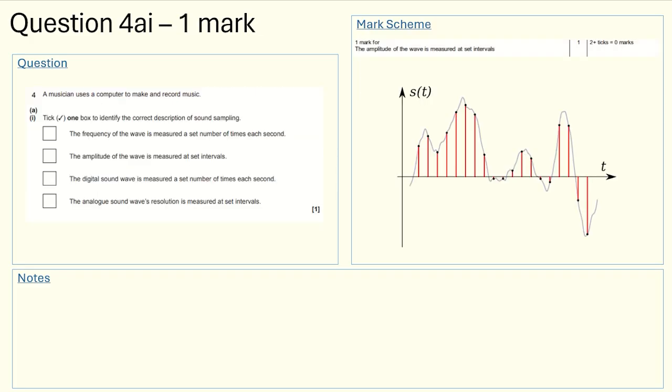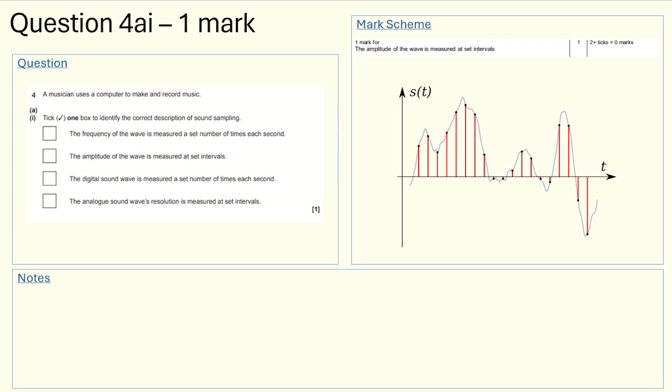Question 4AI is worth 1 mark, and this is just a tick box question. And the questions that come further on down in this particular section will refer to a musician using a computer to make and record music. Part AI is asking us to tick 1 box to identify the correct description of sound sampling. Now, if you do tick the wrong box, you can put a cross in it. That's absolutely fine to do, and then tick the correct answer.